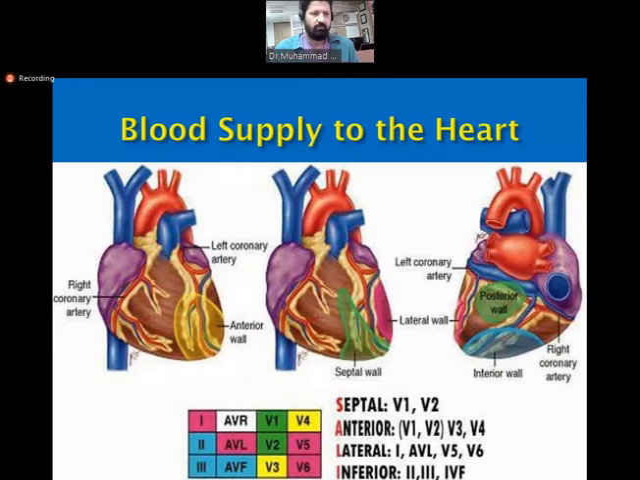So whenever any of these arteries gets obstructed, changes in specific leads in the ECG come. That is, ECG is not only a diagnostic tool for your ACS, but it also tells you in cases of acute MI which artery is most probably occluded.